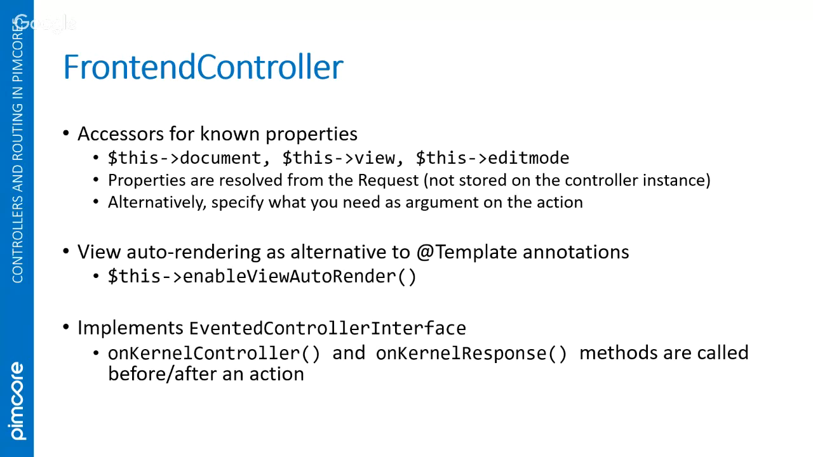The front-end controller also has the auto rendering, which you saw last time at the templating webinar. So you can either use the add template annotation, or you can call this enable view auto render, which also marks the request as templated request and then does all the auto rendering templating stuff. And the front-end controller implements the evented controller interface. So you can use the methods I mentioned before on the front-end controller directly. They are there and they're empty, and if you need them, you can just use them.